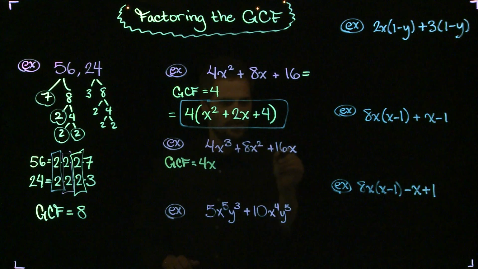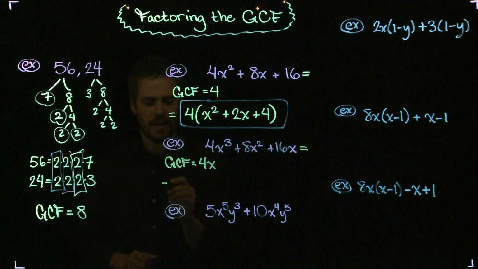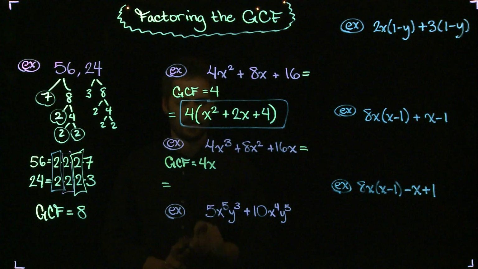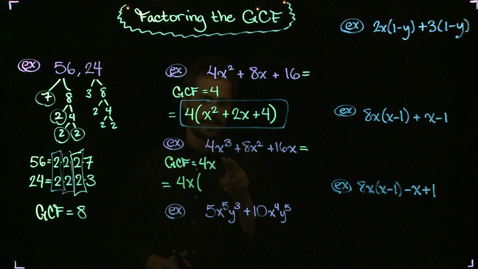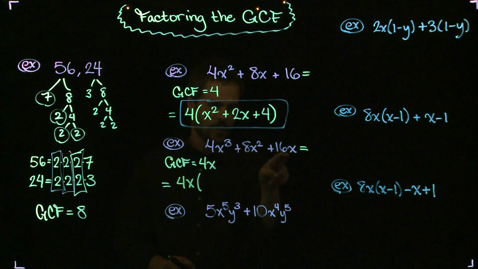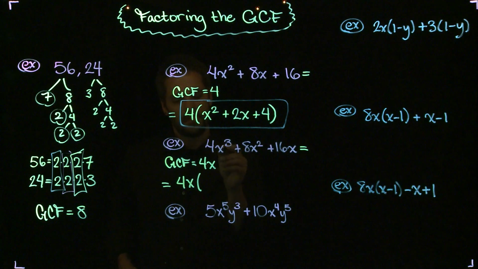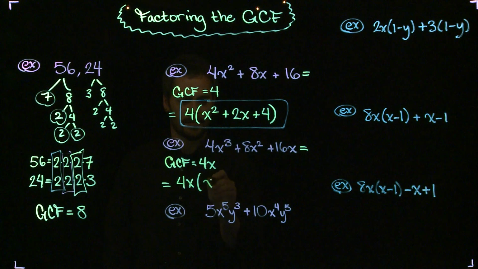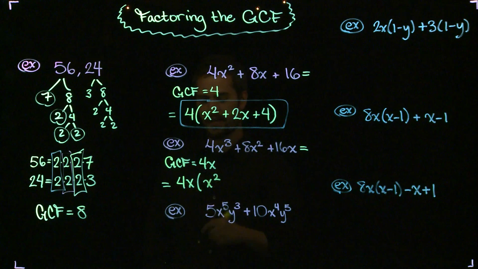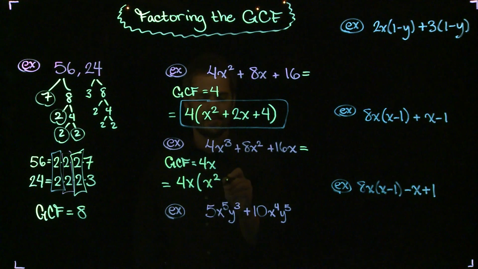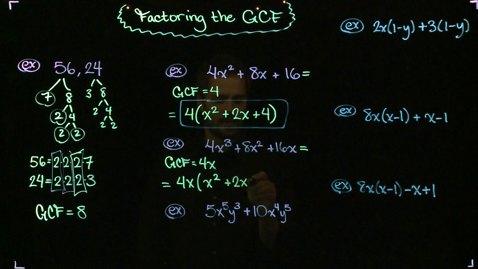And I am going to continue to factor this by factoring out the greatest common factor. So I'm going to put it out here, put another set of parentheses, and divide each term of my original polynomial by that greatest common factor. That's what goes in here. So 4x cubed divided by 4x gives me an x squared. And you're going to have to remember your rules of exponents to be doing this. 8x squared divided by 4x is giving me a plus 2x. And 16x divided by 4x gives me a plus 4.